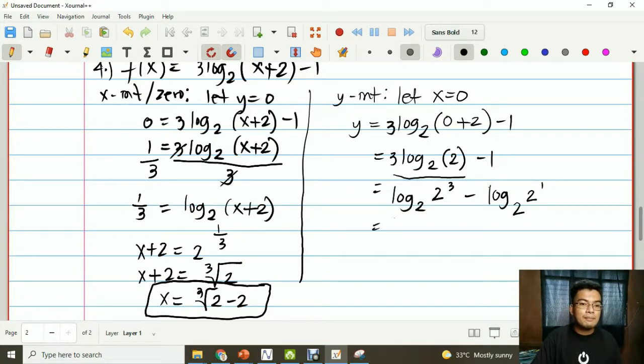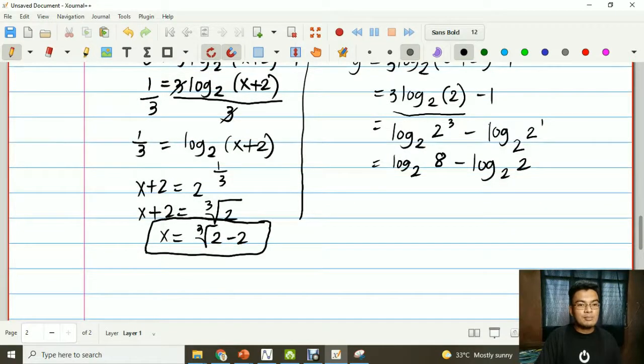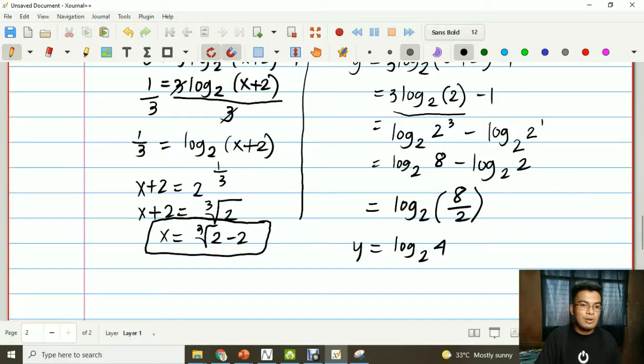This will be log base 2. So 2 raised to 3 is equivalent to 8, and then minus log base 2 of 2 raised to 1 is equivalent to 2. So, kapag subtraction ho ang ating operation at pareho yung base ng dalawang logarithmic expression natin, pwede natin siyang i-write in terms of division. So, this will be log base 2 of 8 all over 2. So, log base 2 of 4. So, yan yung ating nakuha.